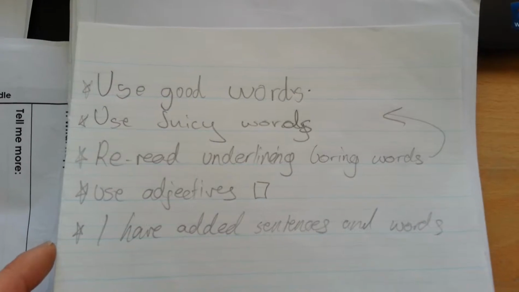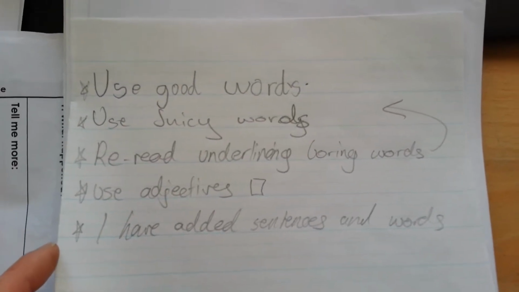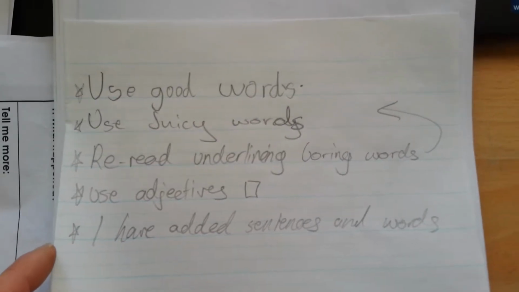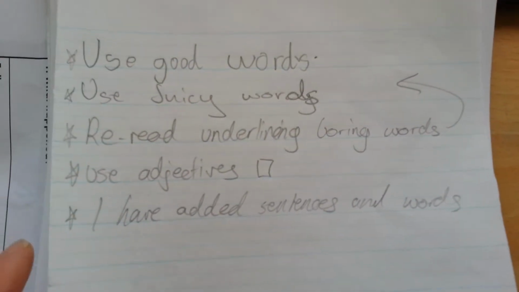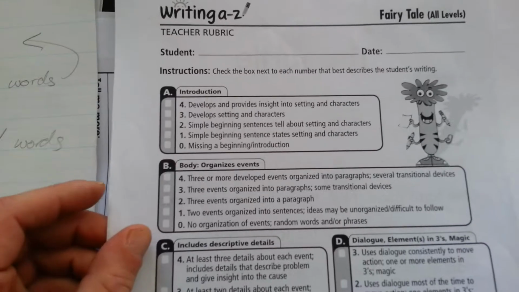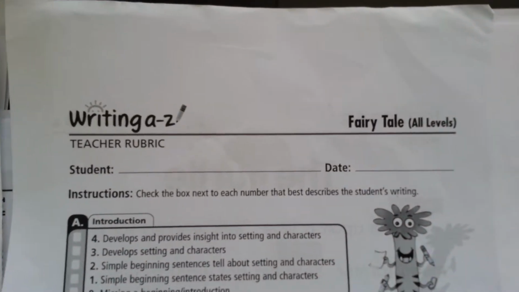That's what we looked at when creating our own editing checklist. Use good words, use juicy words, reread and underline boring words, use adjectives, and I have added sentences and words. That was the students' own approach to an editing checklist, and this is the rubric I was using to look at blogs. It comes from an online teaching resource.